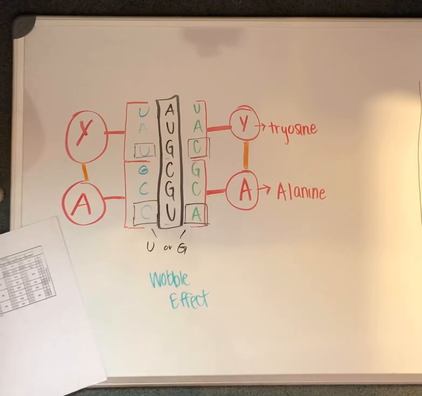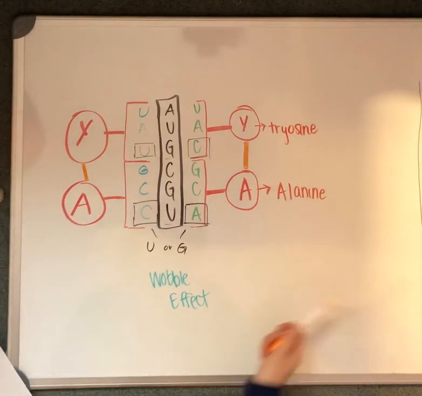Again, this all comes back to the Wobble effect, and this third base that can vary as long as it makes the same amino acid, which here it does. And this happens several times throughout the genetic coding process.